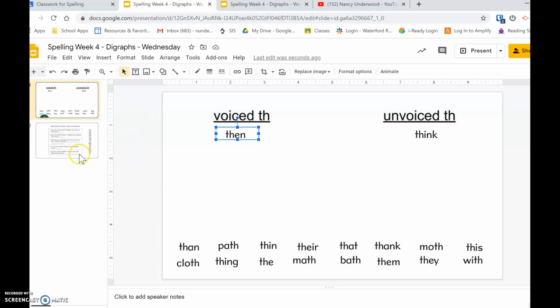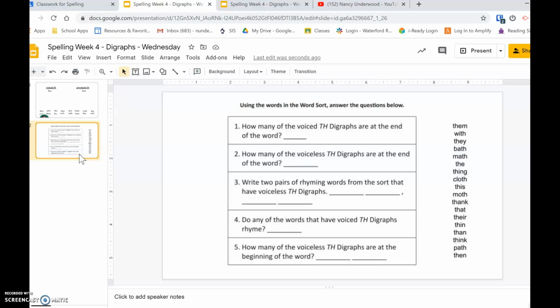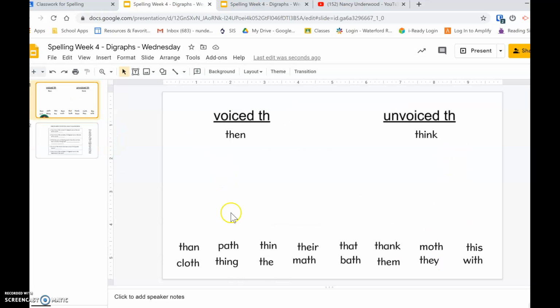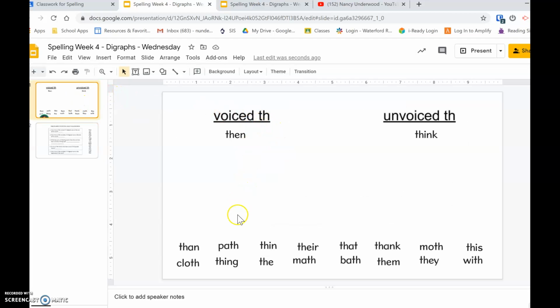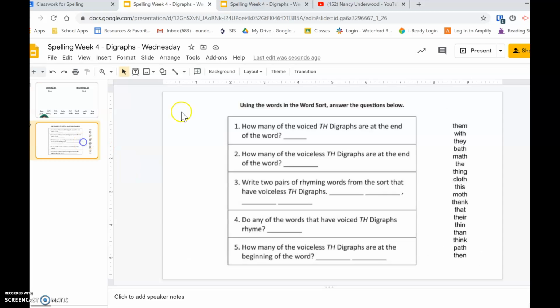Then when you're done sorting them, you're going to look at these questions. They're similar to the questions you did about the other digraphs yesterday. The tricky part about these is it really talks about the voiced and unvoiced. So even though I've put the words here, you're going to want to look and see how you sorted each of these to figure out these, because number 1 says how many voiced TH digraphs are at the end of the word. So you're going to have to look at the voiced TH digraphs and figure out how many of those THs are at the end of the word. And then you'll click on the box and type your answer here.